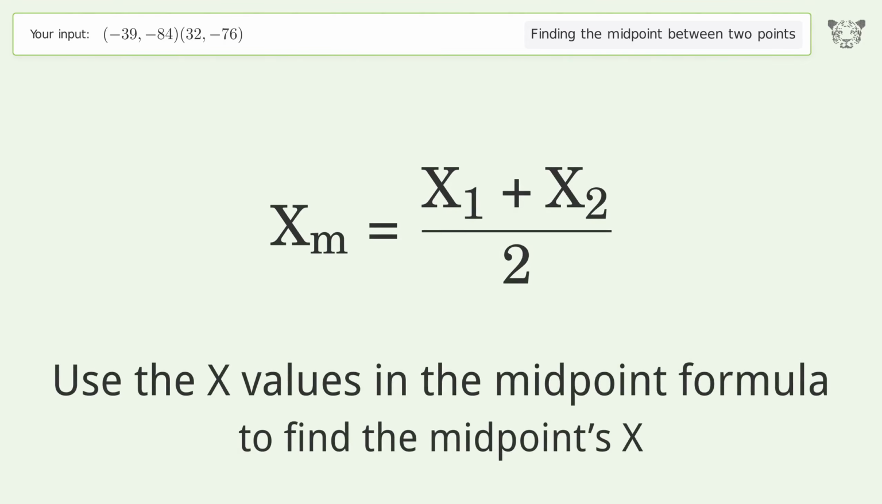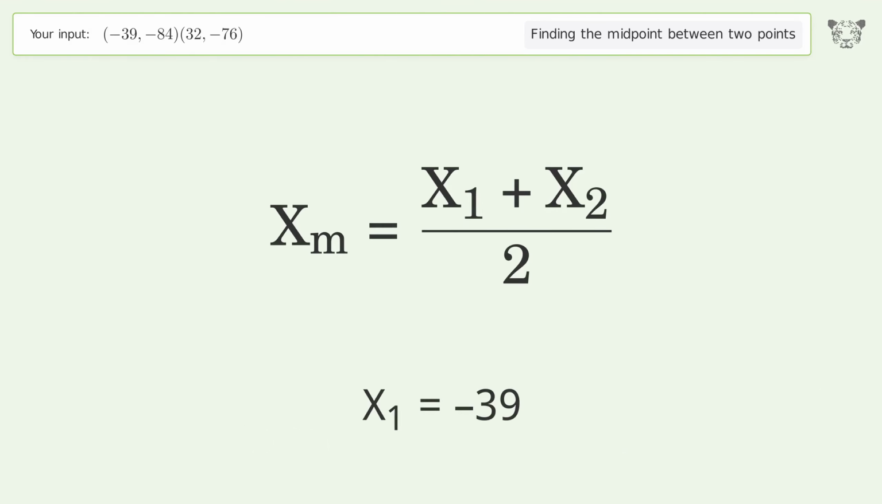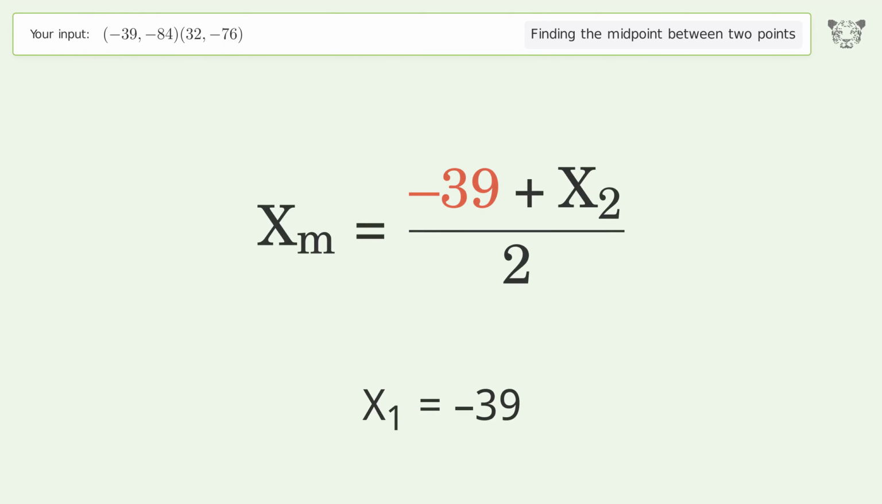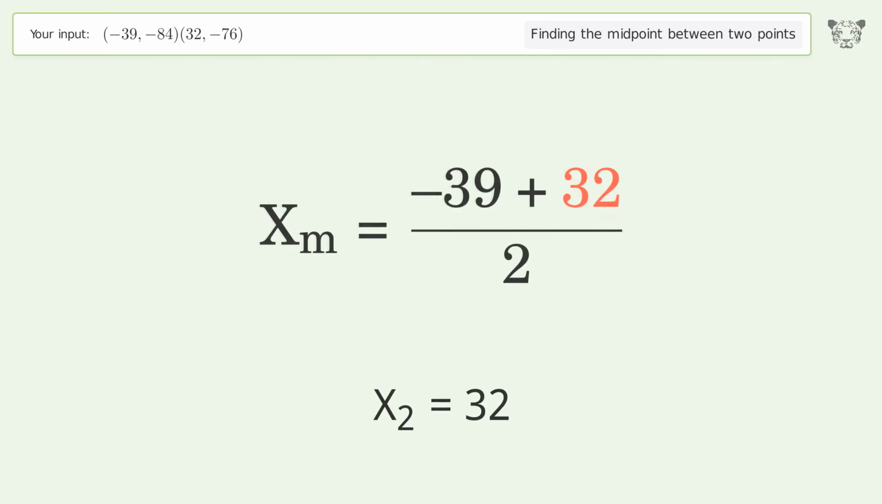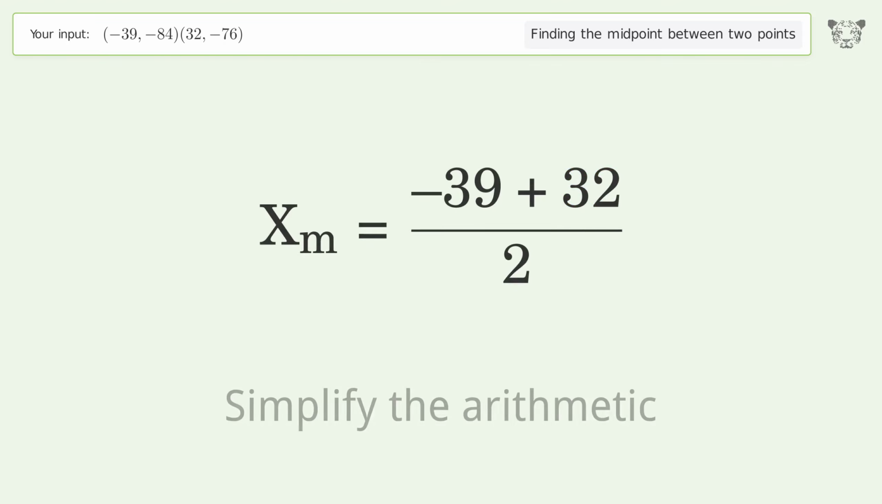Use the x values in the midpoint formula to find the midpoint's x. x1 equals -39. x2 equals 32. Simplify the arithmetic.